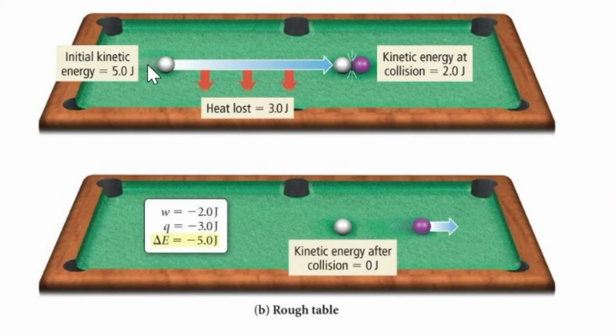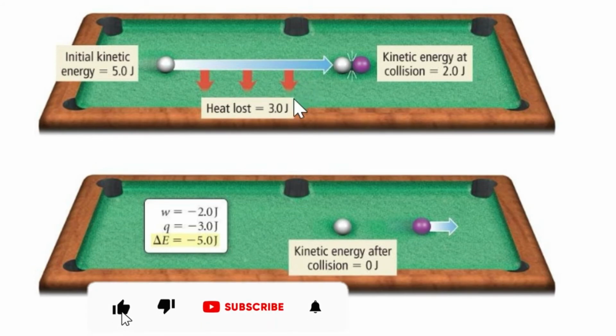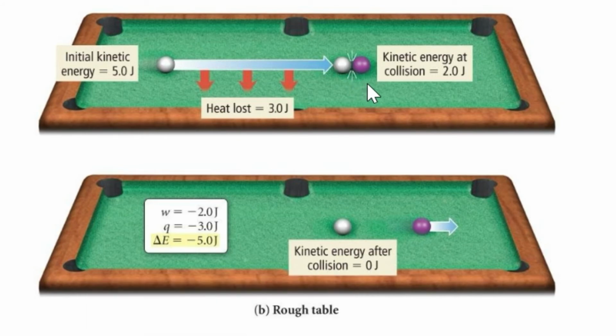So same concept. We initially hit the ball, it's at 5 joules, but notice this time, because it's on a rougher table, we're losing more heat because it's having to travel over more distance. It's harder to travel. So in this case, we're going to lose 3 joules instead of 0.5. Now that we lost this 3 joules, at that impact our kinetic energy at the collision is going to be 2 joules.